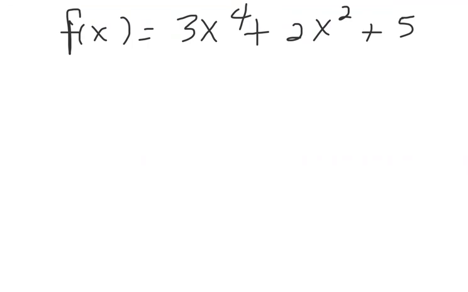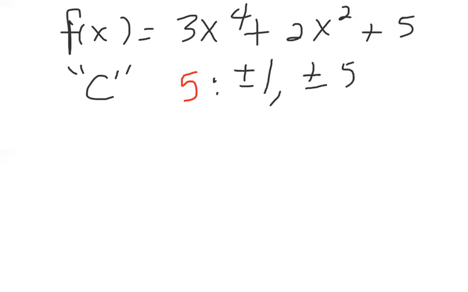So we're going to list the factors of C. What's the C value for this one? The C value for this one is going to be 5. All right, so we're going to list all the factors of 5. The factors of 5, numbers that go into 5, are plus or minus 1, plus or minus 5. And there you go.